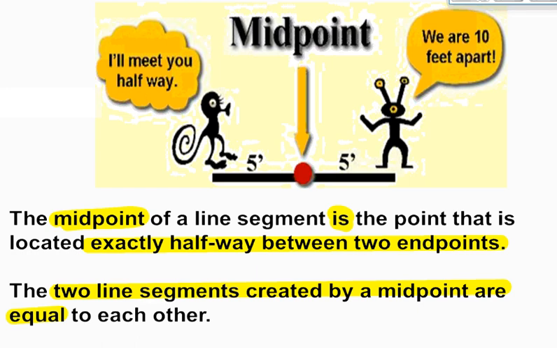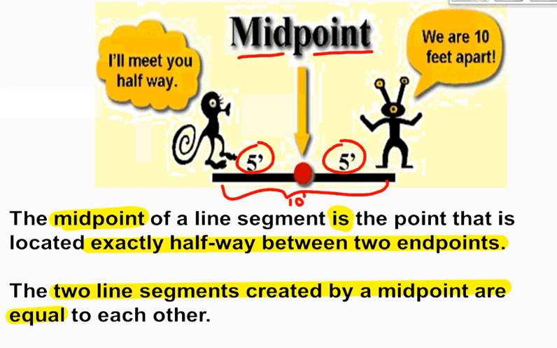So basically what a midpoint is, the point in the middle of a line, exactly like it says, midpoint, right in the middle. So if this whole segment is 10, then each of these has to be 5. I should say 10 feet. Okay, if that's 10 feet, then those each have to be 5 feet. 10 cut in half. So midpoint is exactly halfway between, and also that means the two line segments created by a midpoint are equal.